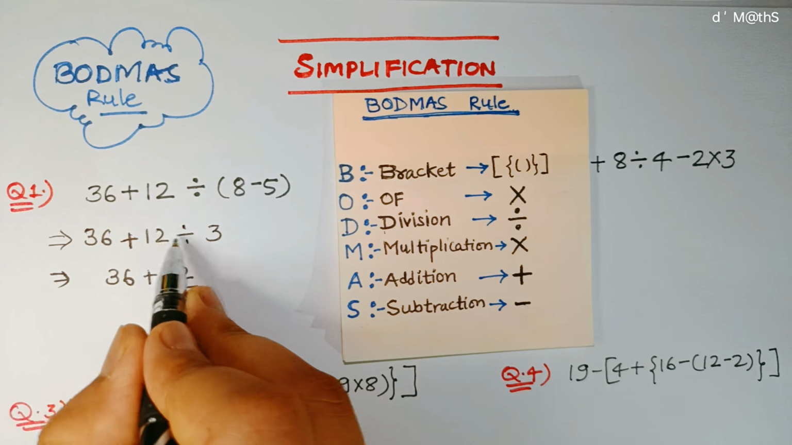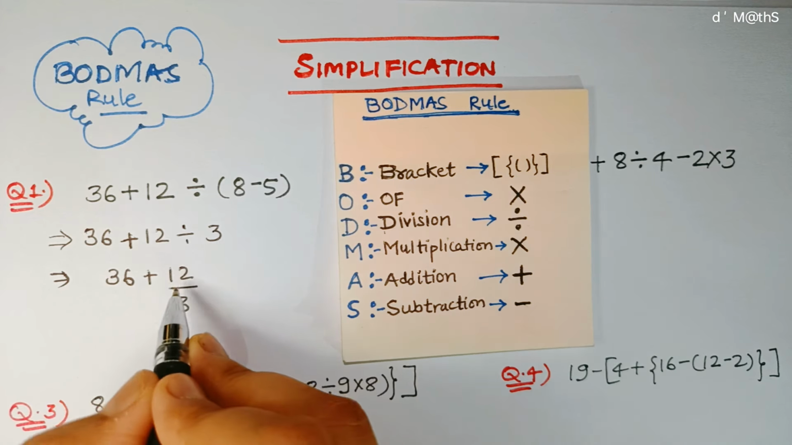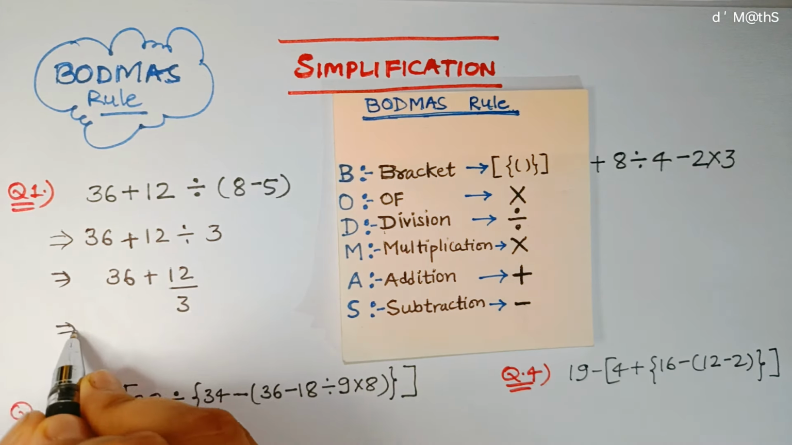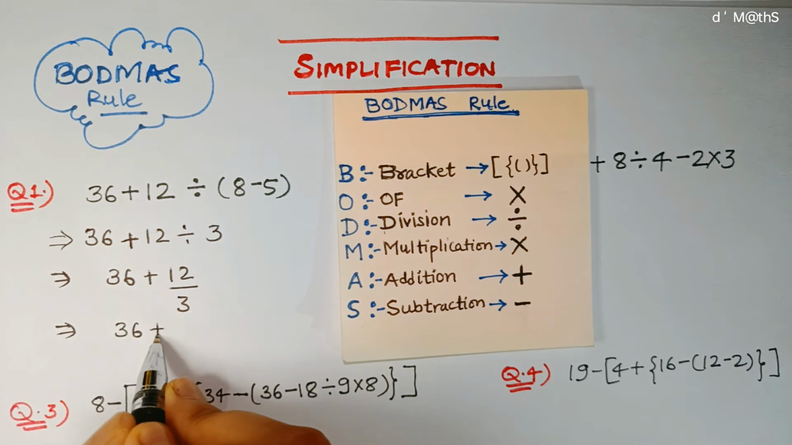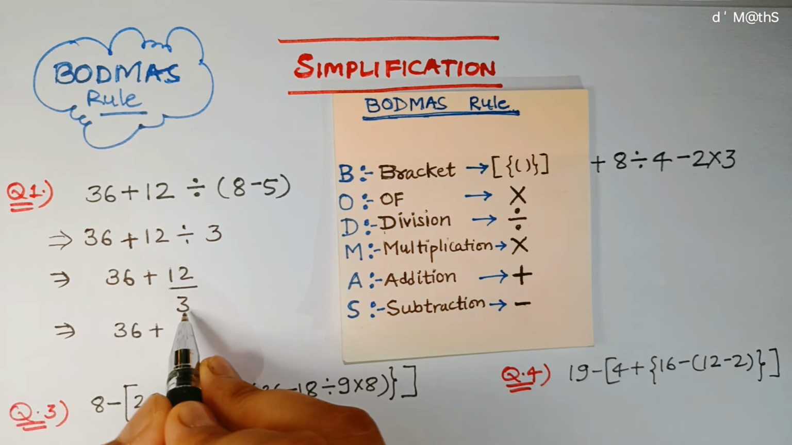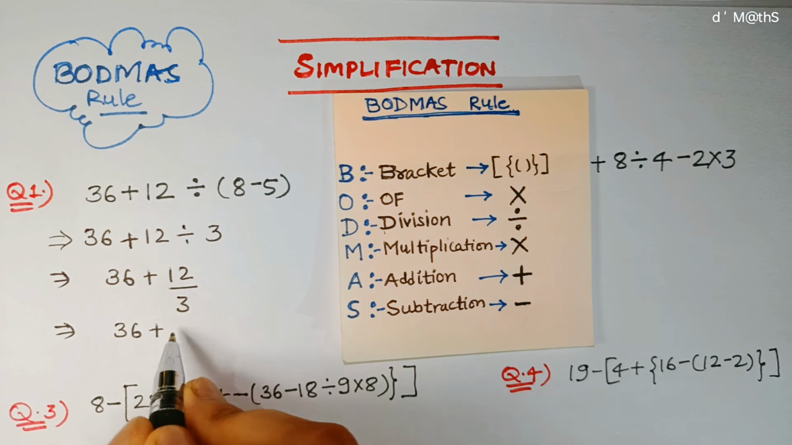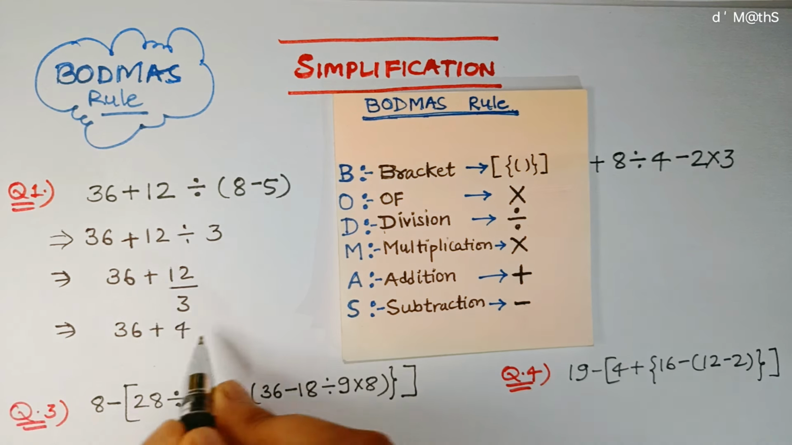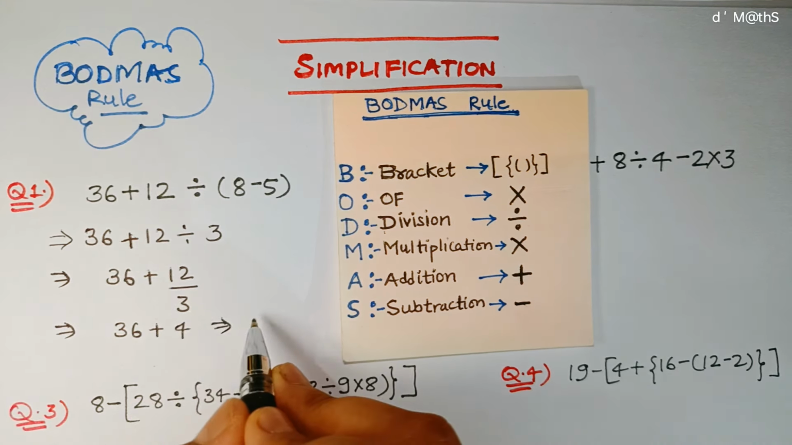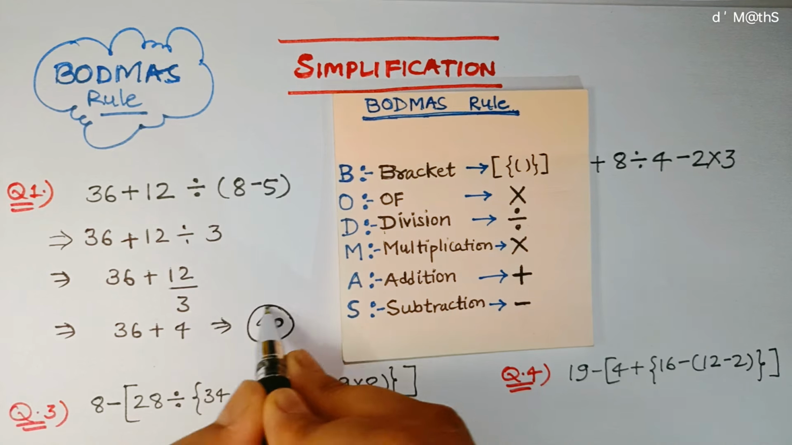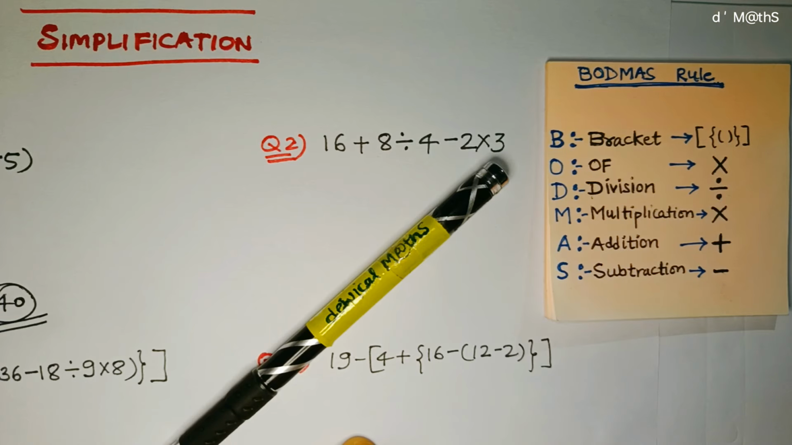So you have to divide 12 by 3. Then 36 plus 12 by 3: how many times does 3 go into 12? 4 times. So 4. So 36 plus 4 would be 40. So 40 is your answer.